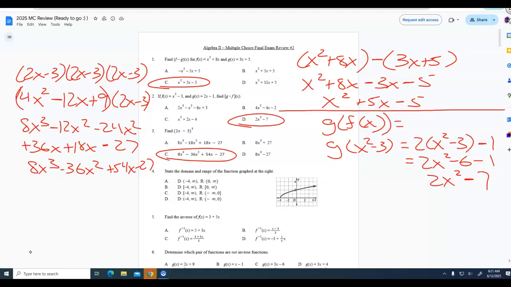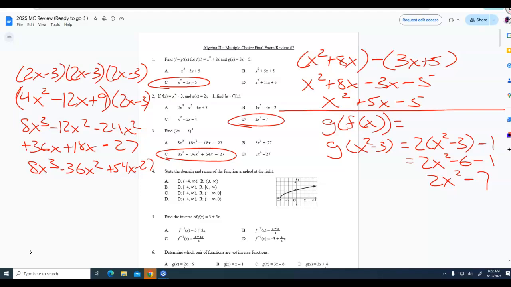Number 4, state the domain and range of the function graphed on the right. This goes to the negative 4, so we're going to bracket negative 4 for the domain. The domain is negative 4 to infinity. The range is 0 to infinity. But we hit those numbers. The graph does go to that 4. There's no open dot there. So that means we're going to bracket the negative 4 and we're going to bracket the 0.